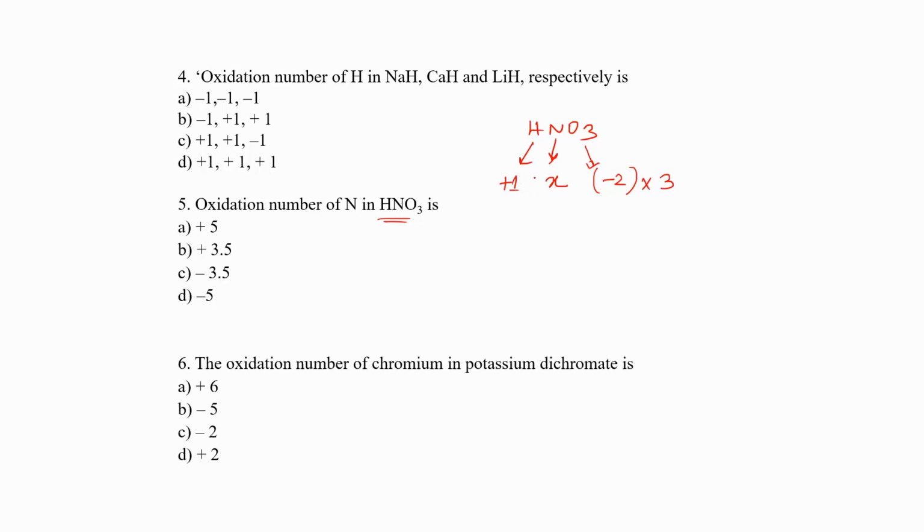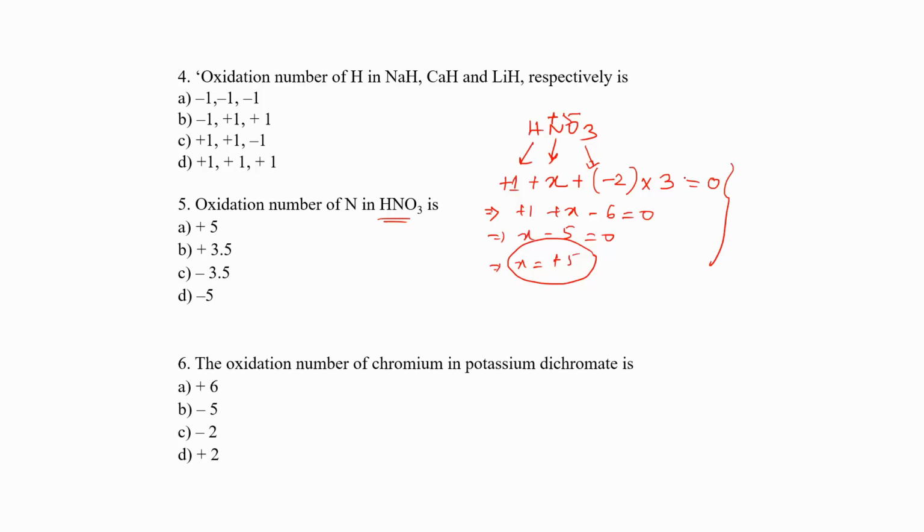To know the oxidation state, there is a rule that the sum of all oxidation states, all the charges, whether positive or negative, will be 0. So what will be the X? It will be +1 plus X minus 6 equal to 0. So X minus 5 equals 0, so X equals +5. So nitrogen has the +5 oxidation state in HNO3.